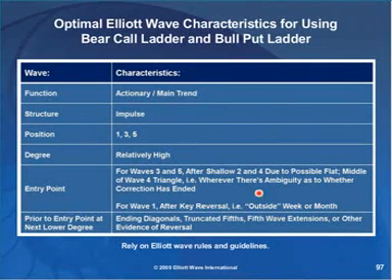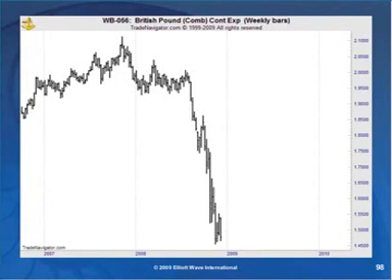For waves 3 and 5, after a shallow 2 and 4, due to possible flat or middle of wave 4 triangle, i.e. wherever there's ambiguity as to whether the correction is ended. That's what this is helping you with. So let's look at an example, and this is the last one. I'm sorry we're running a little bit long here.